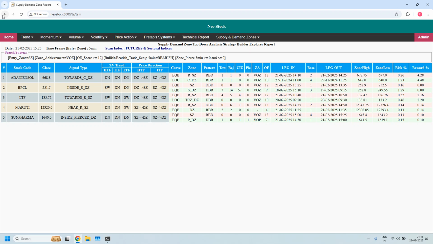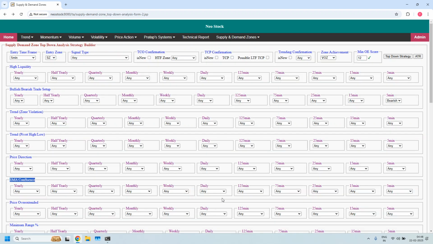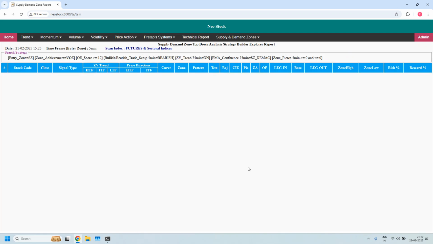Let's verify. In the EMA confluence 75 minutes time frame, I am setting the filter: 75 minute supply zone is having daily EMA confluence or not, and also trend on the 75 minute time frame should not be sideways. It should be downtrend because it is a bearish trade setup. So with these filters, we don't have any stocks that are supporting the EMA confluence. So this is hourly income trade for bearish trade setup.